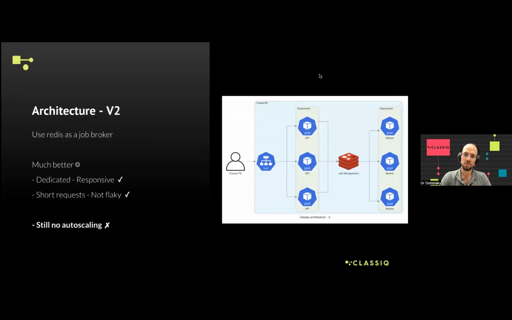The second version of the architecture introduces Redis as a job worker. Redis here serves two purposes. It first holds the job details, the task details. What kind of task do we plan to run? What are the arguments for the task? What is the execution result once we're done?